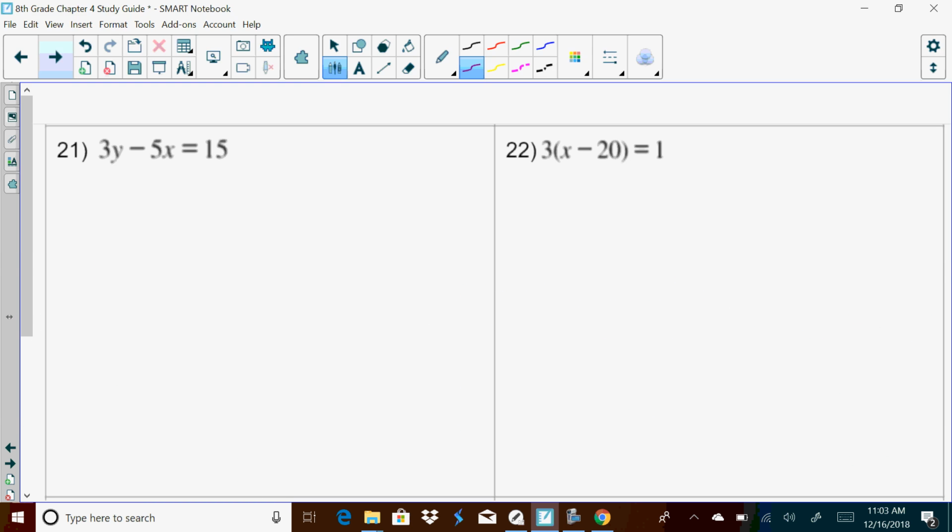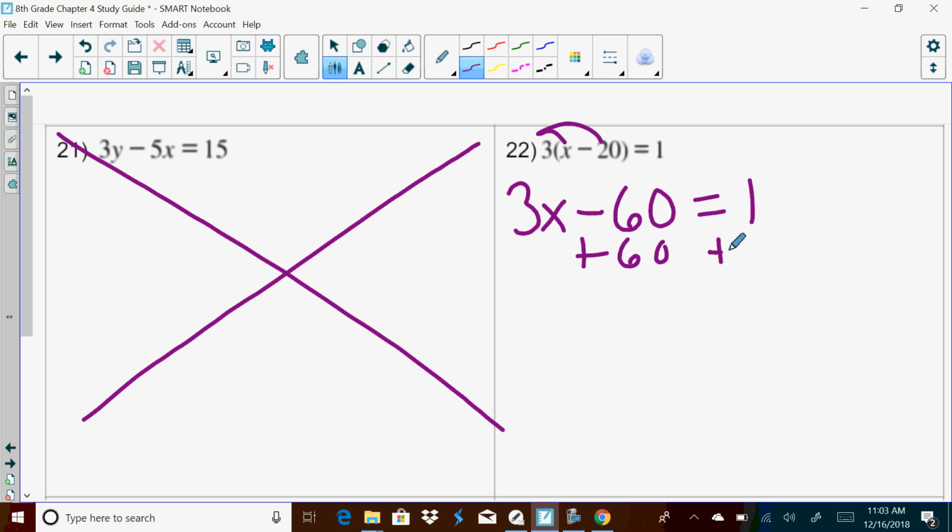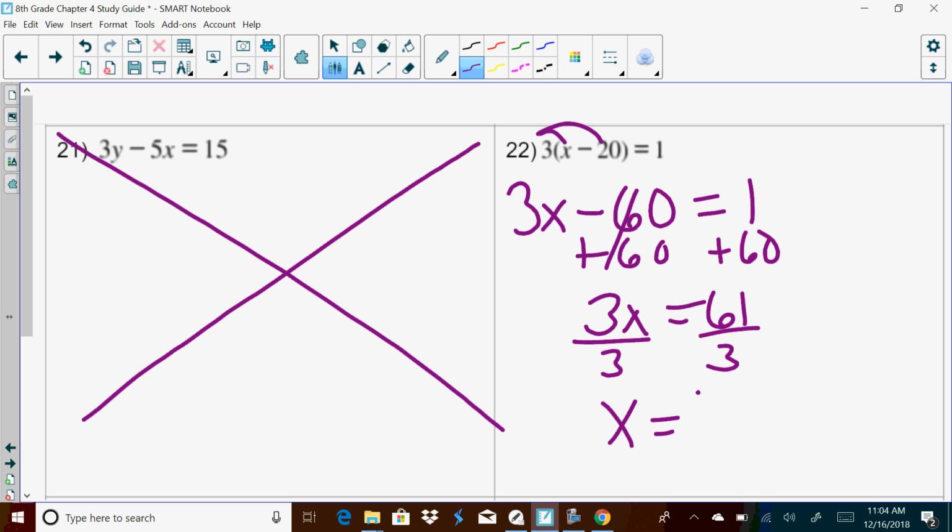Problem 21. We actually haven't learned how to solve that yet, so that was a typo. So just don't worry about 21. Problem 22. We're going to get 3x minus 60 equals 1. Add 60 to both sides. I get 3x equals 61. Divide by 3. So I get x equals, you can just leave it as 61 over 3 or simplify it.